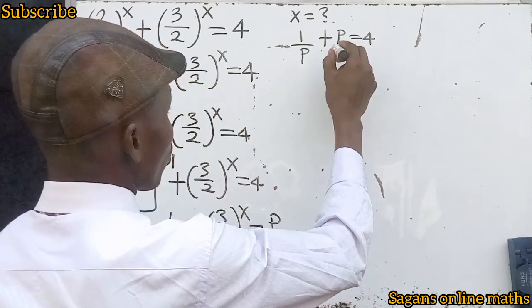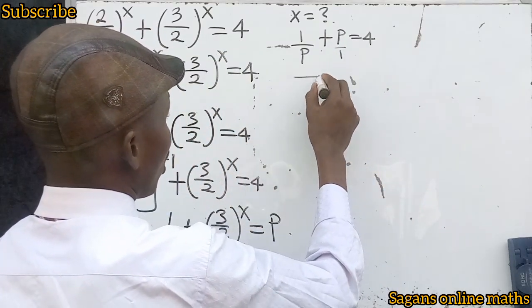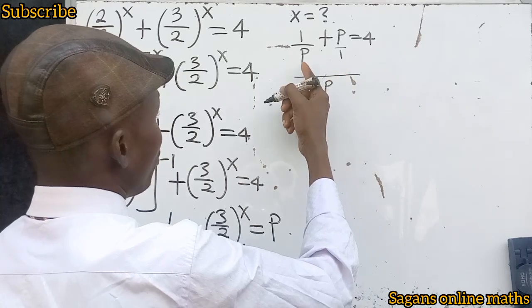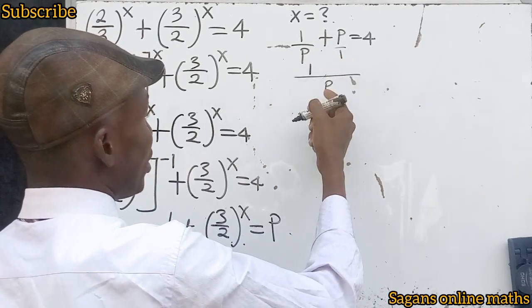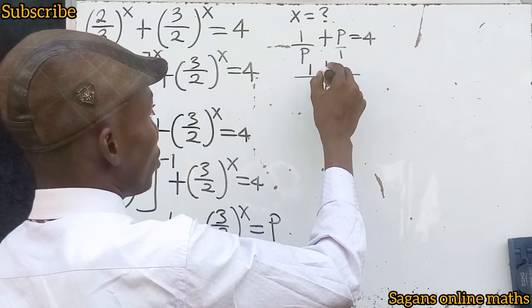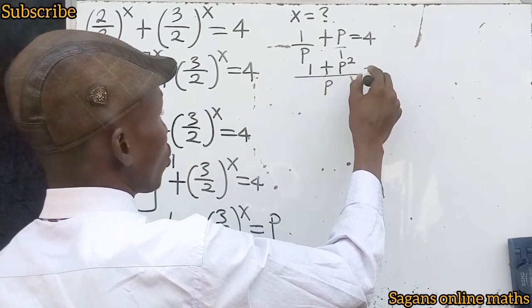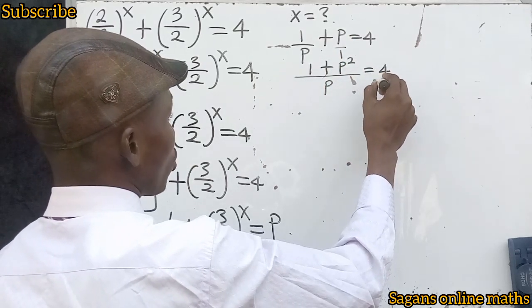Now, remember that our denominator here is 1. Let's take our LCM. Our LCM is p. p into p, how many times? 1 time. 1 times 1 will give us 1. p divided by 1 is p. p times p gives us p square. All this equals 4. Don't forget the denominator here is 1.